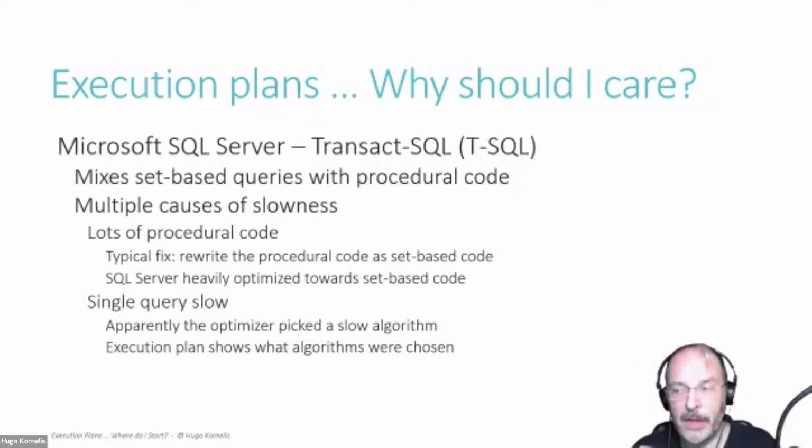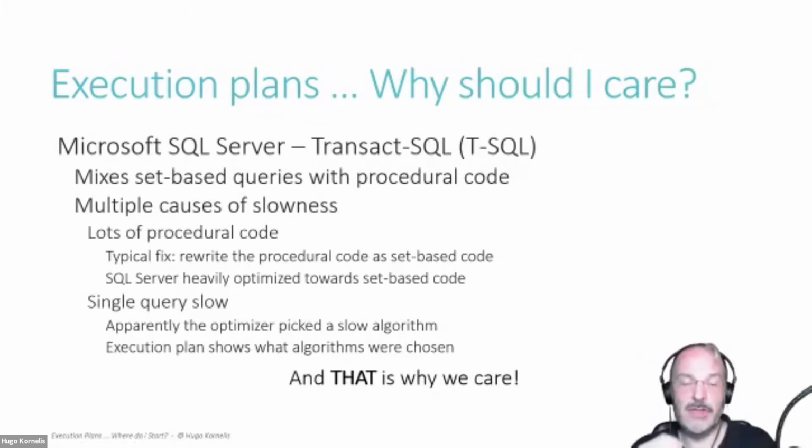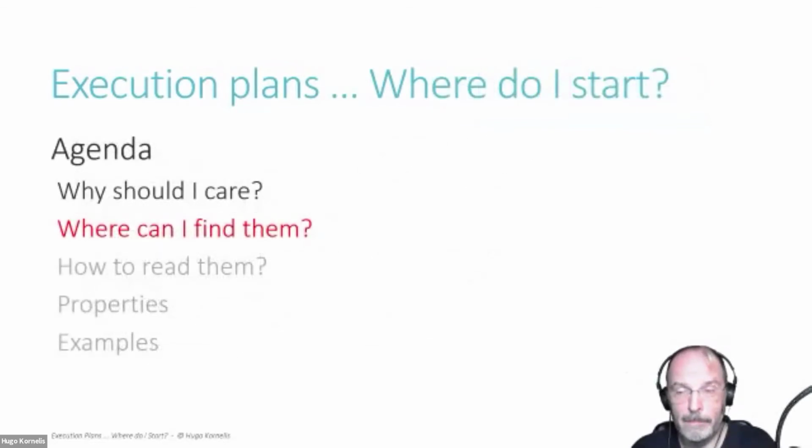And to find all that, I need to have insight in what happened. And that is why we need the execution plans, because the execution plans tell us the algorithm that the optimizer picked and include a lot of information to give insight in why the optimizer picked that algorithm. So that is why we should care about execution plans if we care about performance of our queries. Now that we all care, where do we find execution plans?